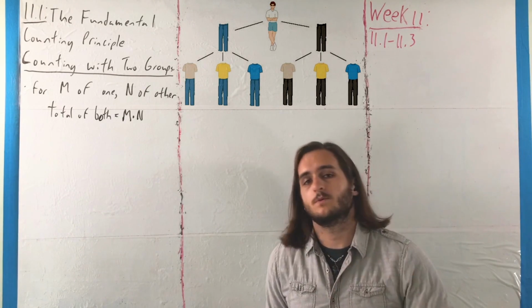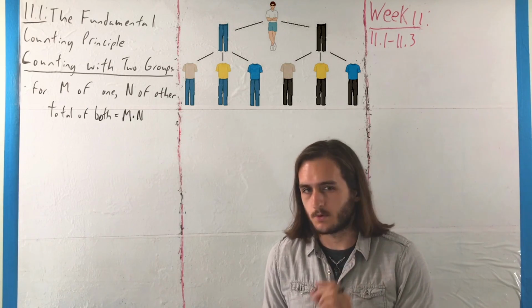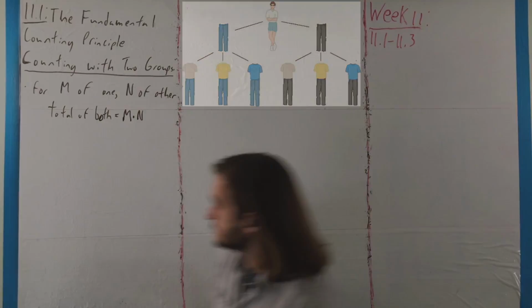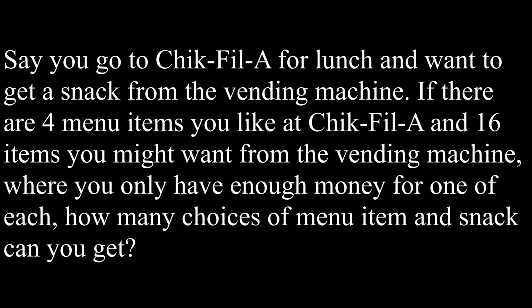And to help make sure that we're getting this idea here, at least with our most simple case, let's get one more example for how this can work. Say you go to Chick-fil-A for lunch and want to get a snack from the vending machine. If there are only 4 menu items you like at Chick-fil-A and 16 you might want from the vending machine, where you only have enough money for 1 of each, how many choices of menu item and snack can you get?